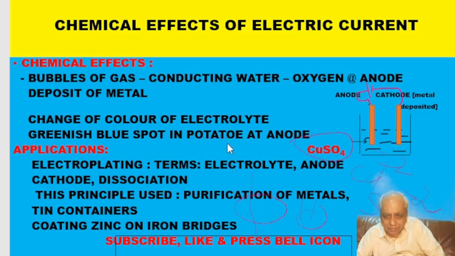Okay, so I will again explain in terms. I told you what an electrolyte is. The conducting liquid in which electrodes are dipped is called the electrolyte. The electrode connected to the positive terminal of the battery is the anode. The electrode connected to the negative terminal of the battery is called the cathode. And this electrolyte will form ions, that is called dissociation.